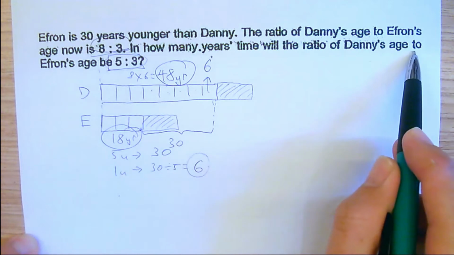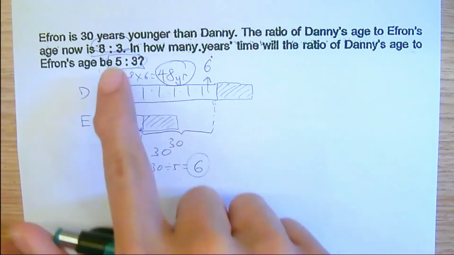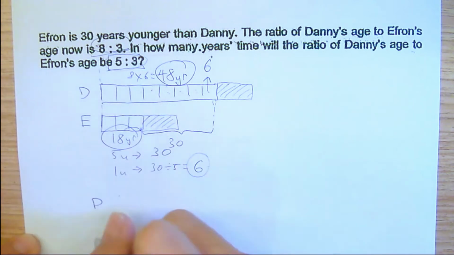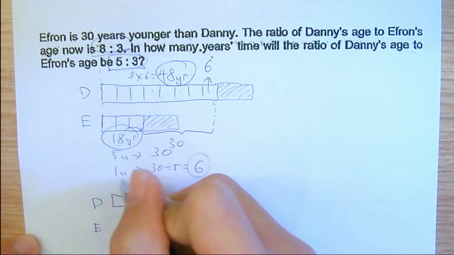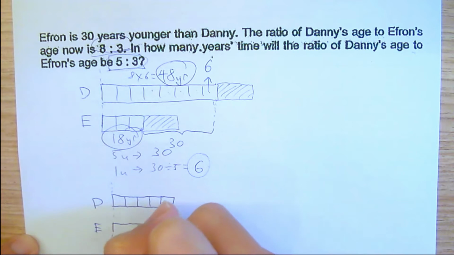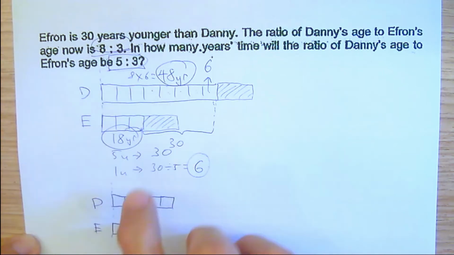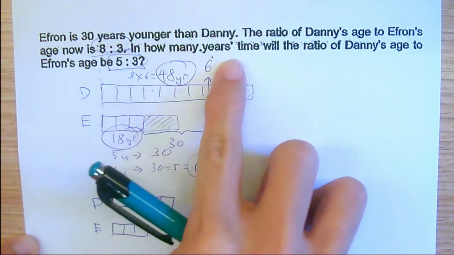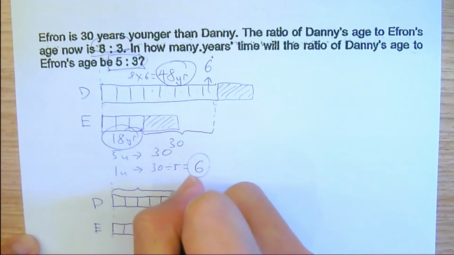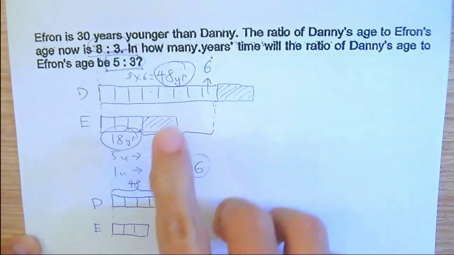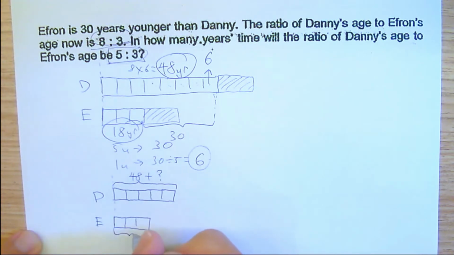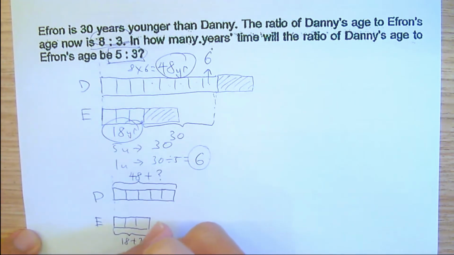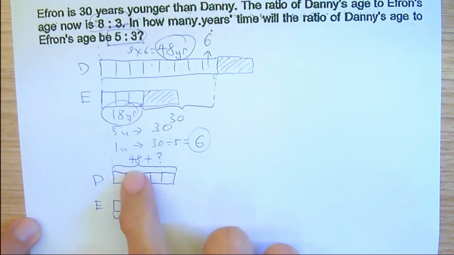I'm going to use this new ratio, 5:3. Now let's just draw Danny, Efron, 5:3. 1, 2, 3, 4, 5. And Efron will be 3. 1, 2, 3. We know that from this model to become this model is after adding don't know how many years. So Danny's age will be the original 48 years plus don't know how many years. And for Efron, it will be the original 18 years plus don't know how many years to become 5:3.